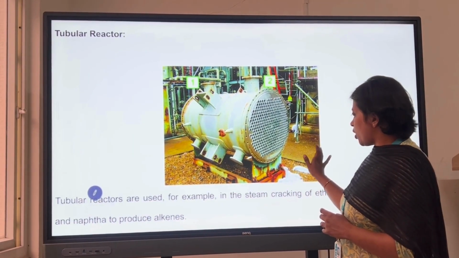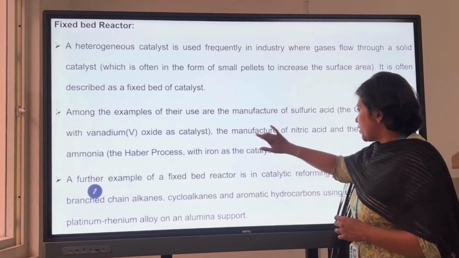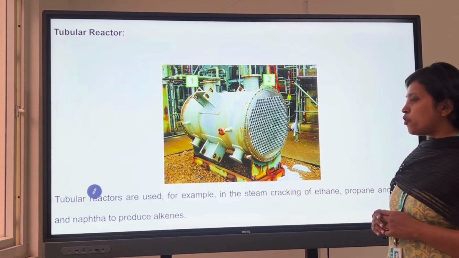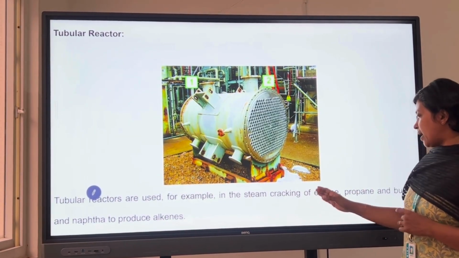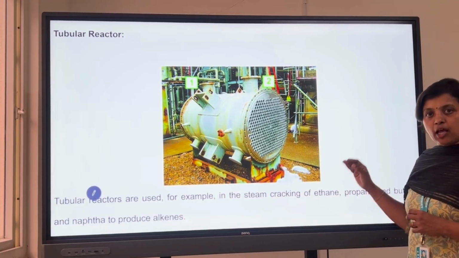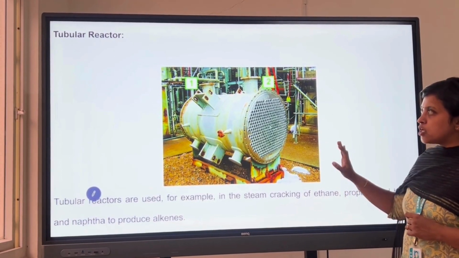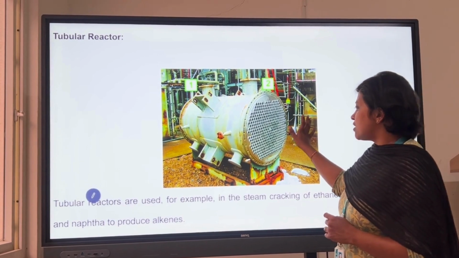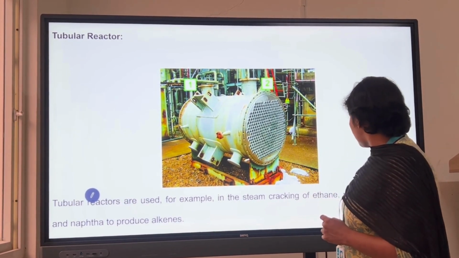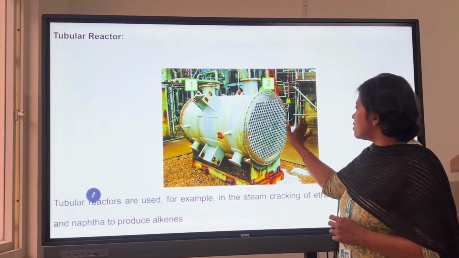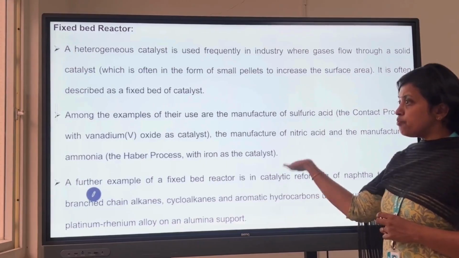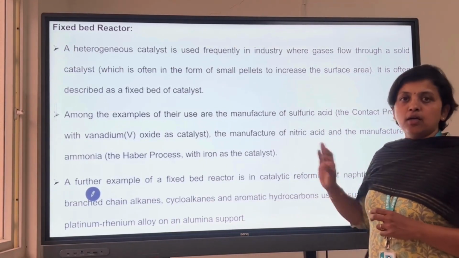So this is one of the most important applications, and examples of this are steam cracking of ethane, propane, everything is an example of this tubular reactor. By using the tubular reactor we can crack this ethane, propane and butane through steam cracking. Steam will be provided in the outer layer of the reactor.